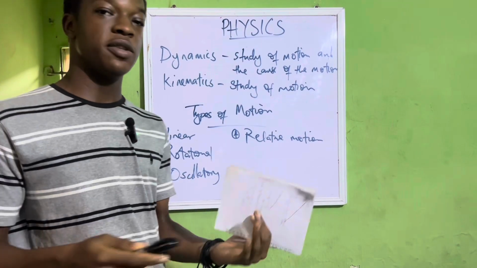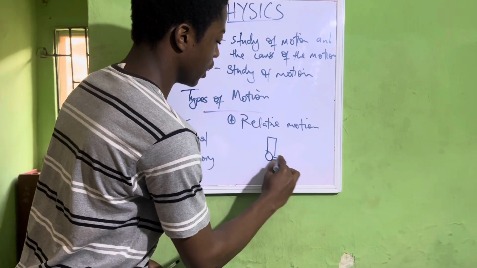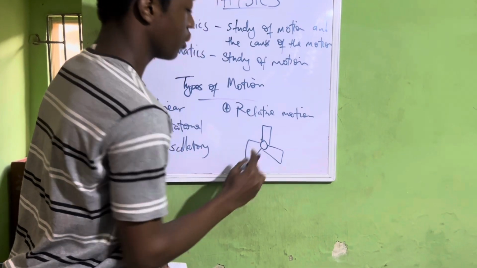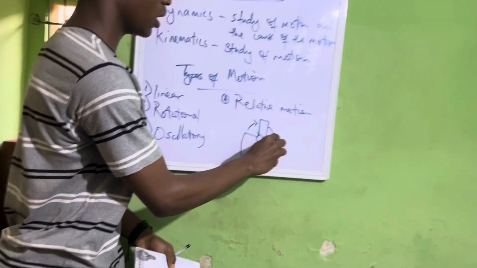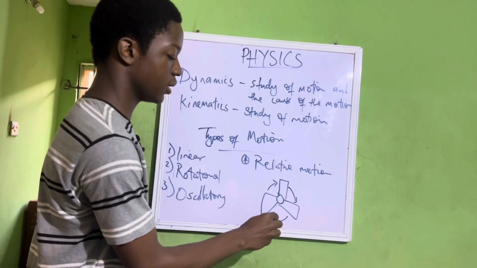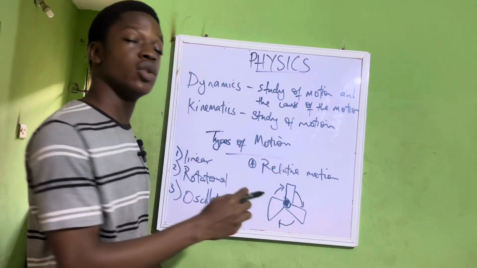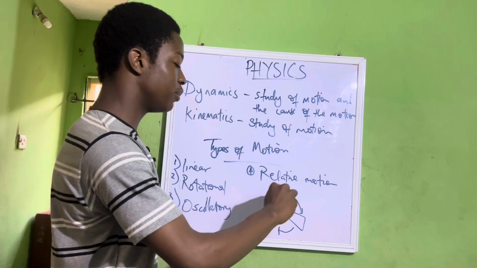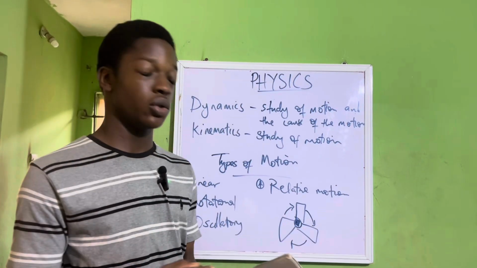For example, if you look at your fan blade, it gives this kind of shape. So the fan blades move in a circular motion, that is, they rotate along this fixed point. This particular middle point is not moving. It is only the fan blade that is moving along this fixed point. That is what you should know about rotational motion.